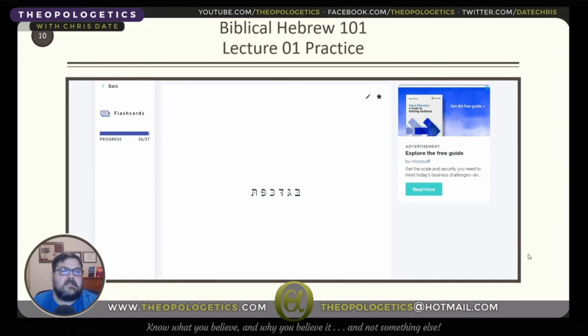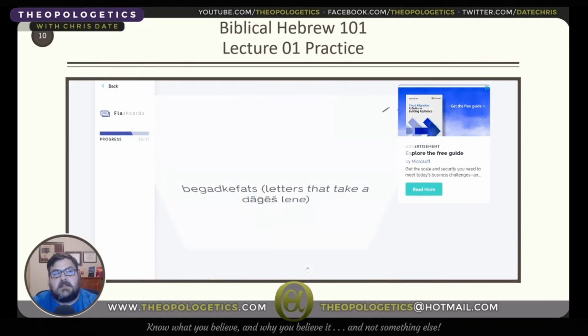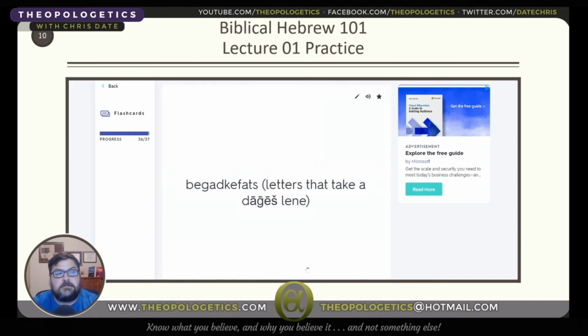Next up, this is obviously not one character. This is all the six characters that fall in the category of the Begad Kafat, letters that take a dagesh lene.